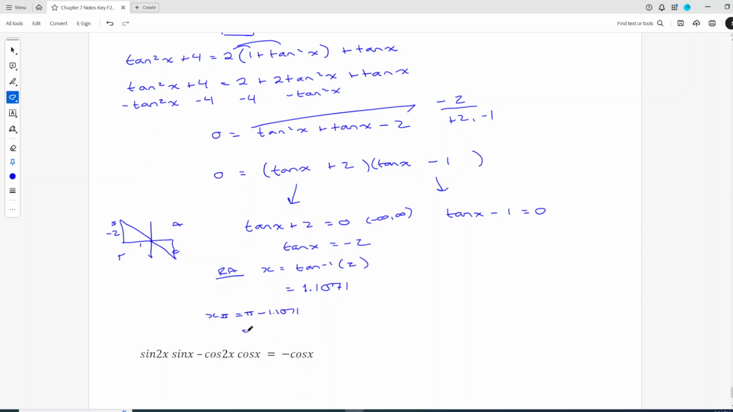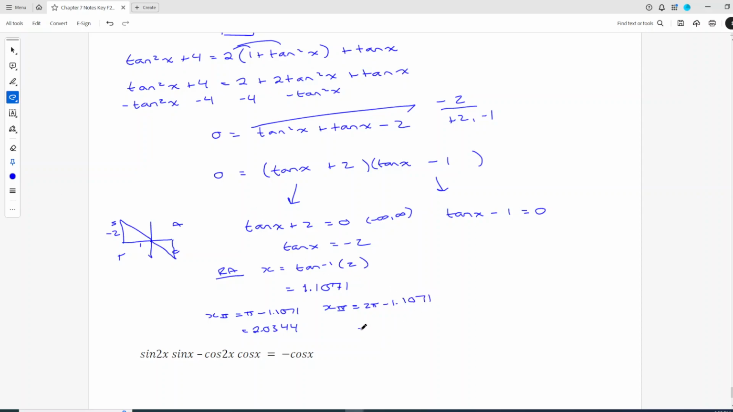I'm going to store that. Okay, pi minus that gives me 2.0344. And then in quadrant 4, you do 2 pi minus that. Oof, I just wrote something really bizarre.